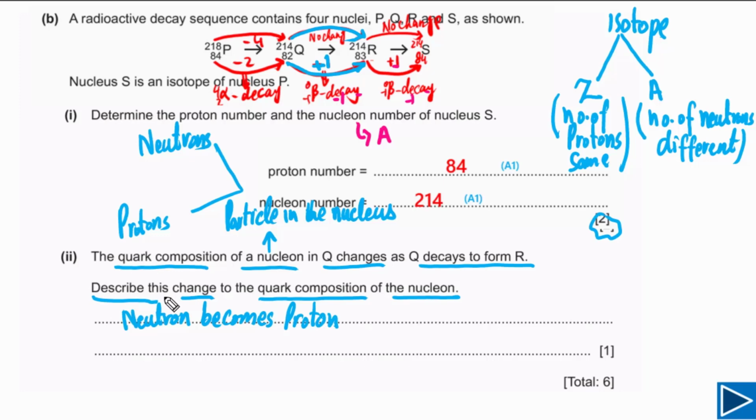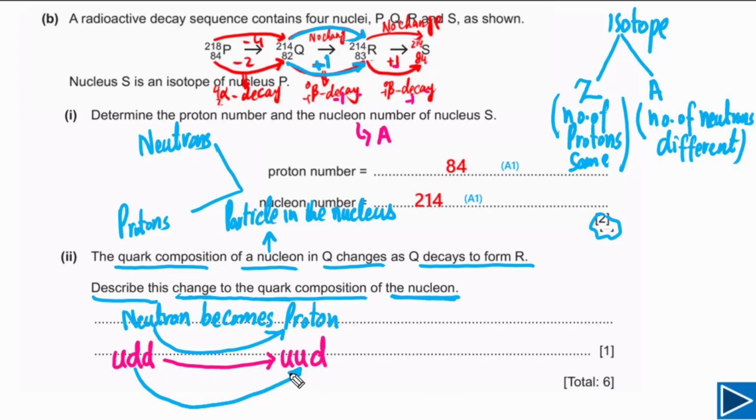Now the question is asking us to describe this change to the quark composition of the nucleon. So in this case, the nucleon, a neutron, changes to a proton. We need to describe the change to the quark composition. If you look at the quark composition, a neutron consists of 1 up quark and 2 down quarks, and a proton consists of 2 up quarks and 1 down quark. So from here we can say that 1 down quark changes to 1 up quark, and that's all you need to write down. If you simply write down 1 down quark changes to 1 up quark, you will get 1 mark, and this is a B mark, meaning it has to be in your answer.